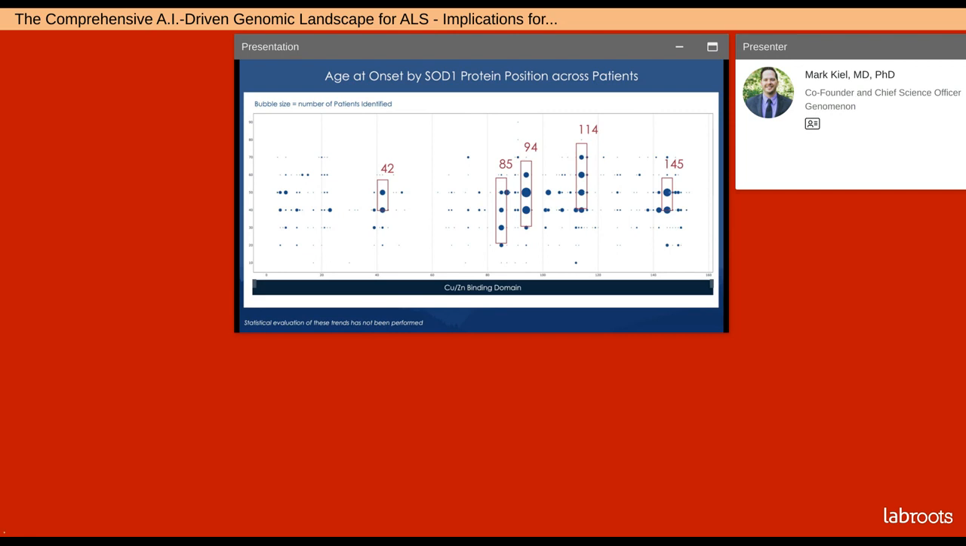And specifically, I'd like to draw your attention to the box in the middle there under the residue at the 85 position, which is a reflection of the L85F or V variant in SOD1, which is among the more prevalent variants in SOD1, which seems to have an earlier age of onset across the many patients in our data set with enough clinical information for us to determine that pattern. In contrast to, say, patients who have mutations at residue 114.